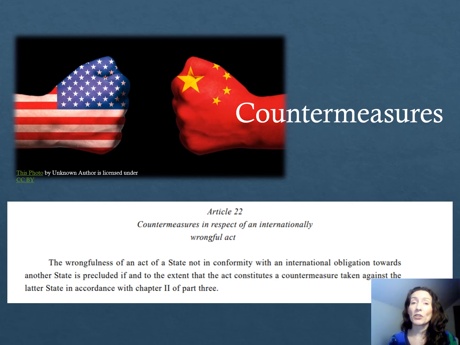However, countermeasures are more likely to meet the requirements of proportionality if they are taken in relation to the same or a closely related obligation. We call them countermeasures if they are acts that would be otherwise illegal. It would be illegal that Sri Lanka does not pay its debt to India, or that Sri Lanka doesn't allow Indians to exploit its continental shelf, if they were not a countermeasure.